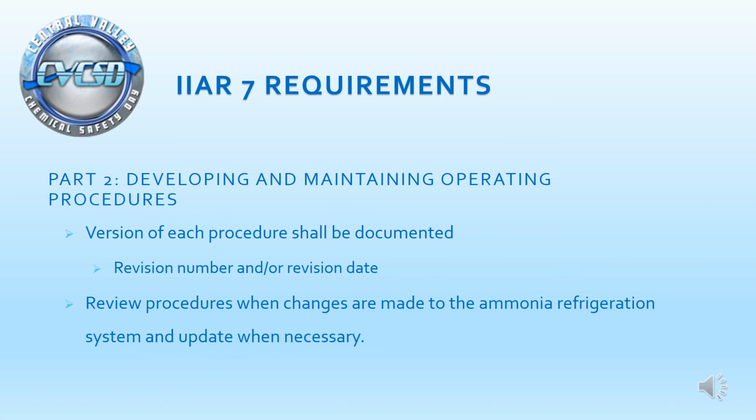So the version of each procedure shall be documented. This can be done with a revision number and or a revision date. So either one of these are acceptable. And a review of the procedures when changes are made to the ammonia refrigeration system, and update when necessary.